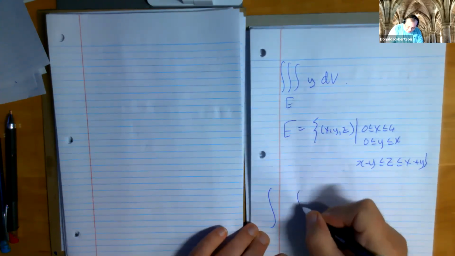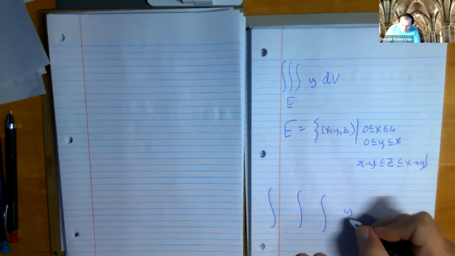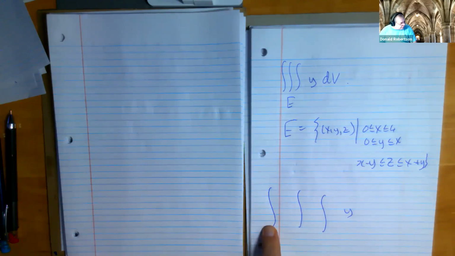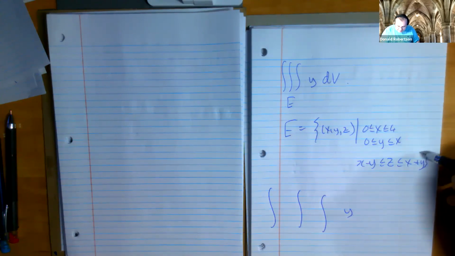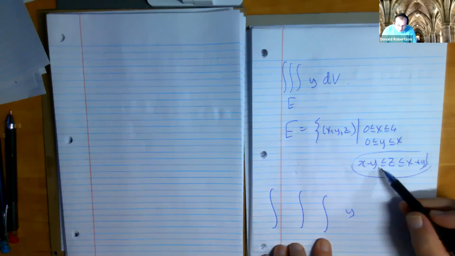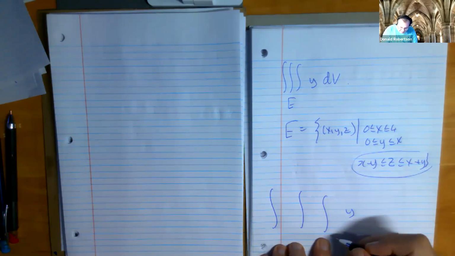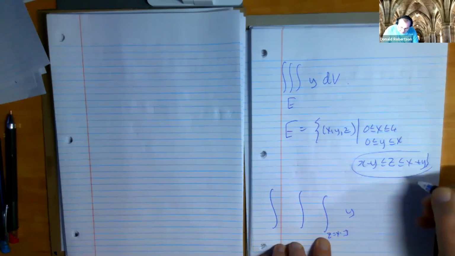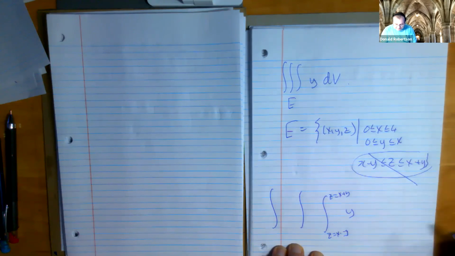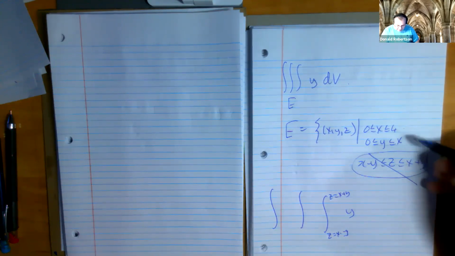We need to set up who to do first, who to do second, who to do third, right? X, Y, or Z. So looking at this, do you see that that needs to be the first integral? Why? Because it contains x's and y's in it. So if you do z equals x take away y, and then z equals x add y, that'll get that guy. Done. Now, y or x is next.